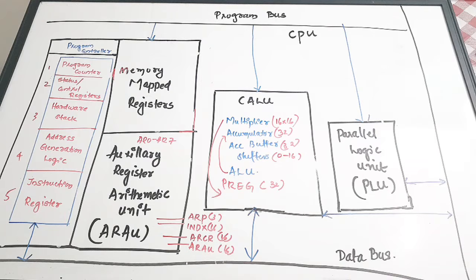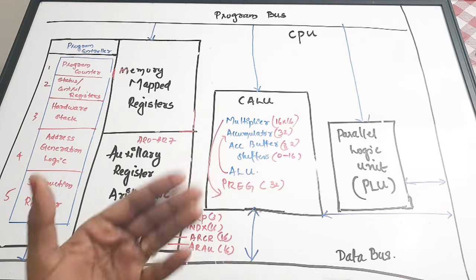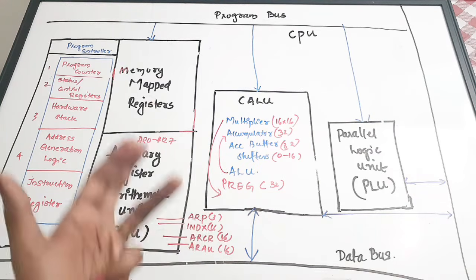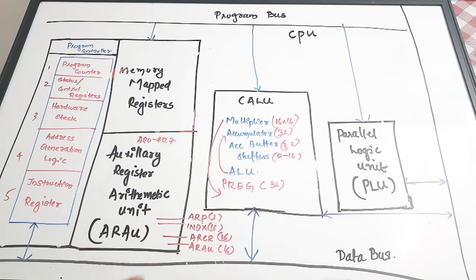The PLU works as a separate entity, and it is mainly concentrating on Boolean operations or bit manipulations. It can set, clear, test and toggle the bits of the status register, control register, or data memory locations. So in order to set or clear any bits, or mainly to perform bit manipulations, we use the parallel logic unit, and it does not affect the product register or the accumulator. Okay, so these are the units present inside a CPU.